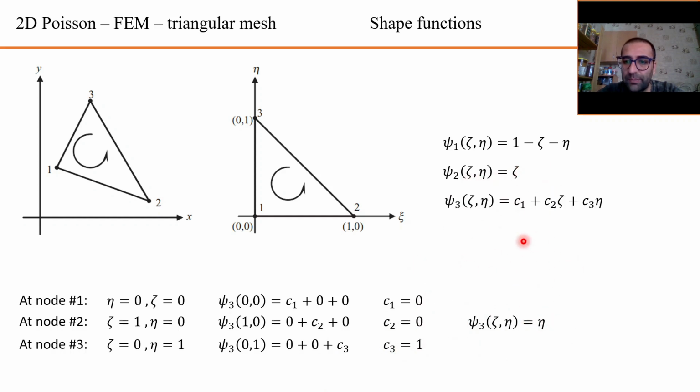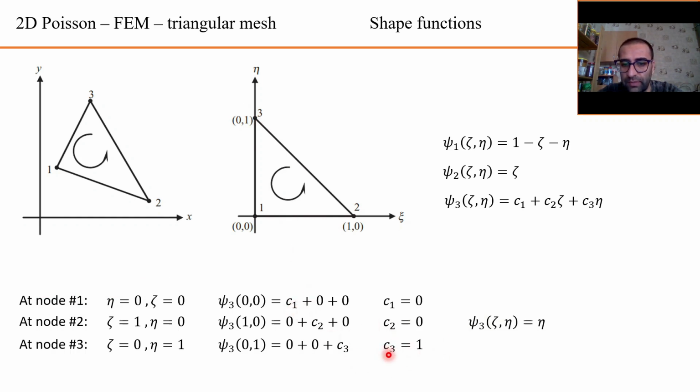And using the same properties at the different nodes, we can easily show that the third shape function should be eta. Just using the same condition that the third shape function should be 0 here and should be 1 here, we can calculate this coefficient.